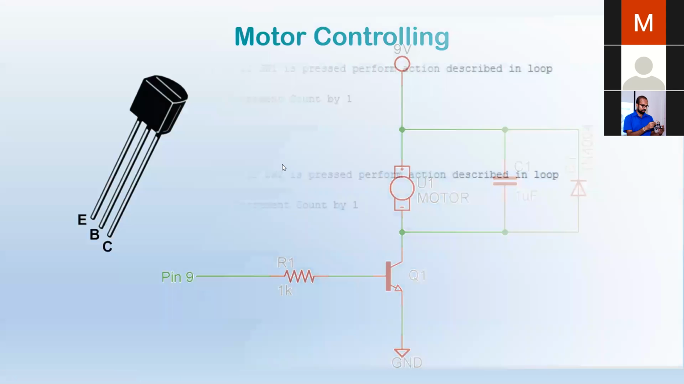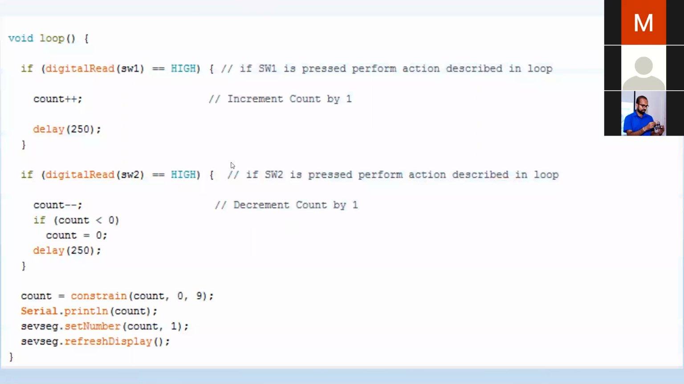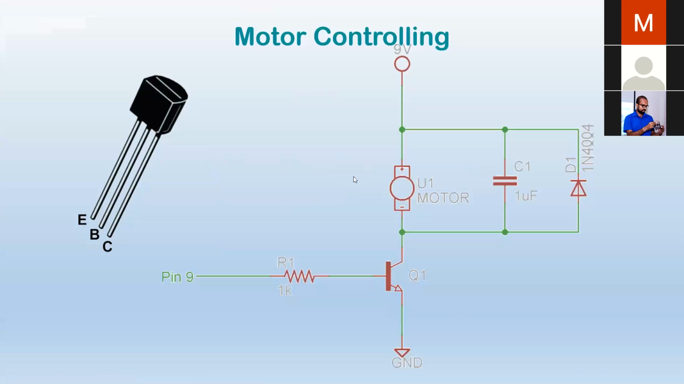So this is how you control a motor. These things are a bit more advanced. We include the transistor and stuff like that, so it's a bit complicated, but we will do these things too. I will demonstrate what all these components do.